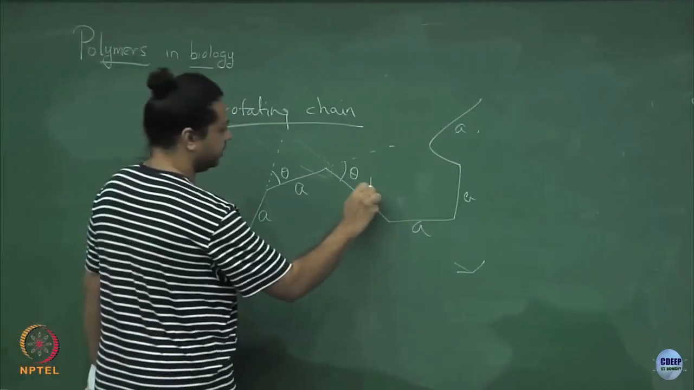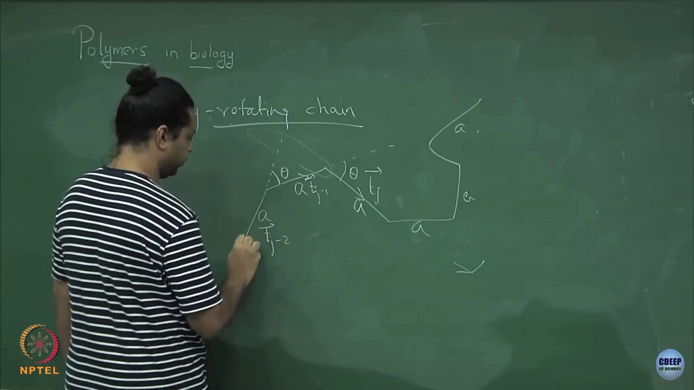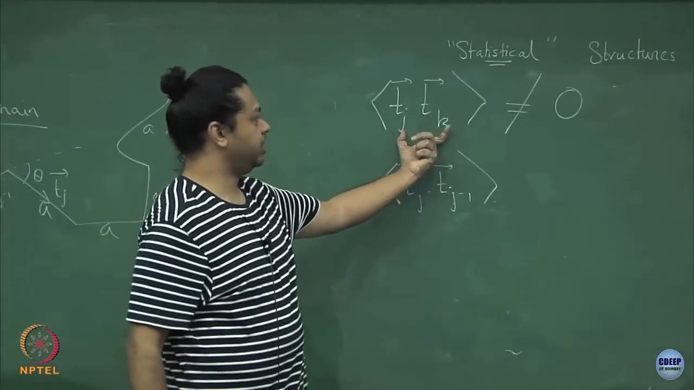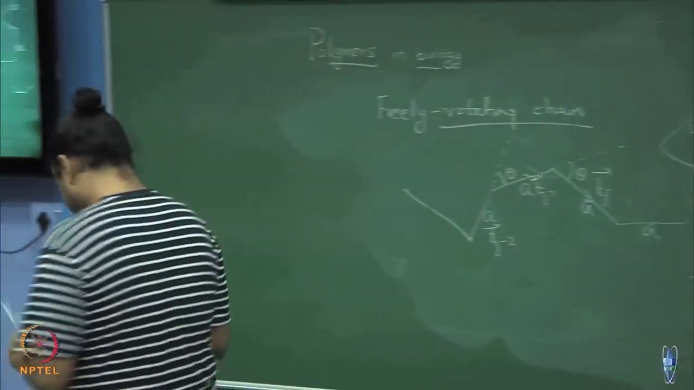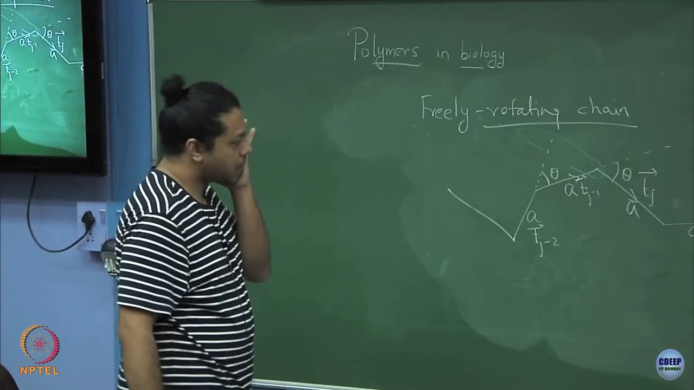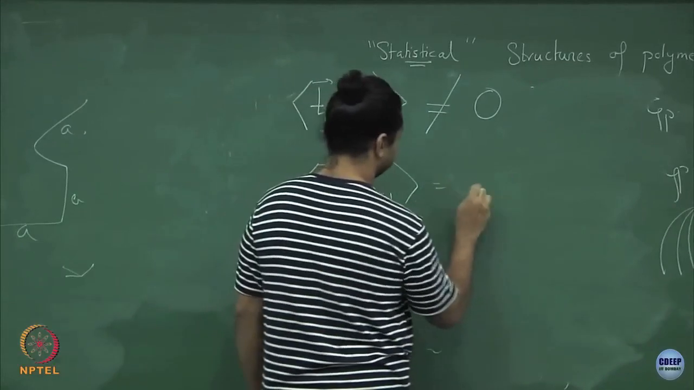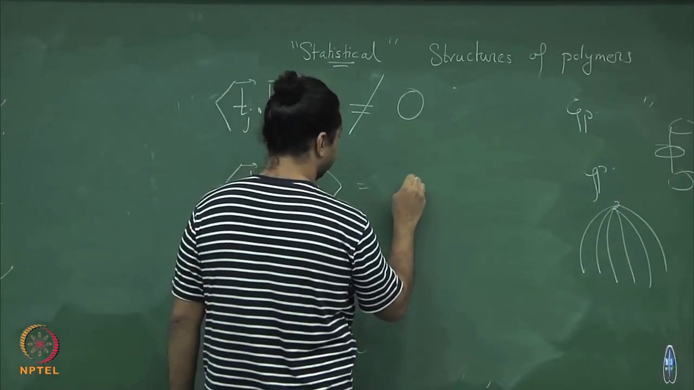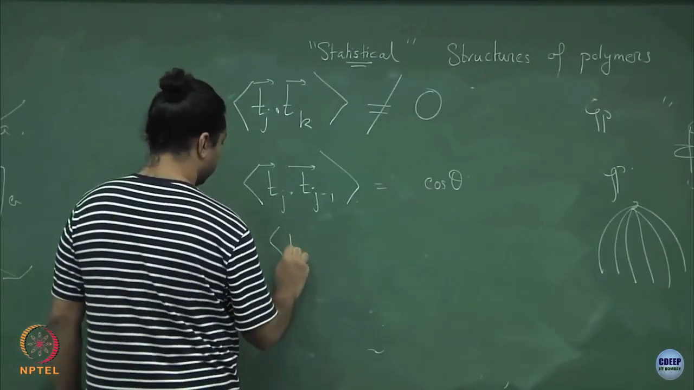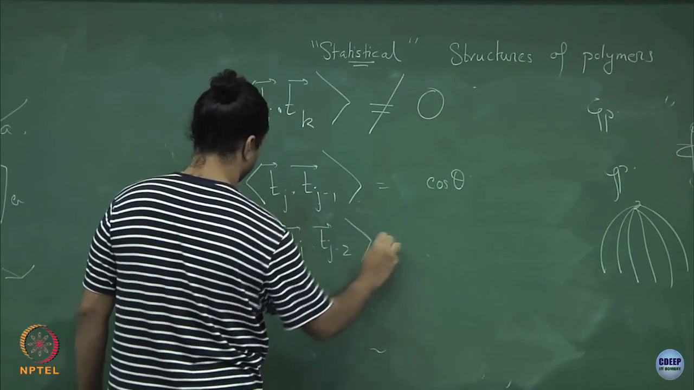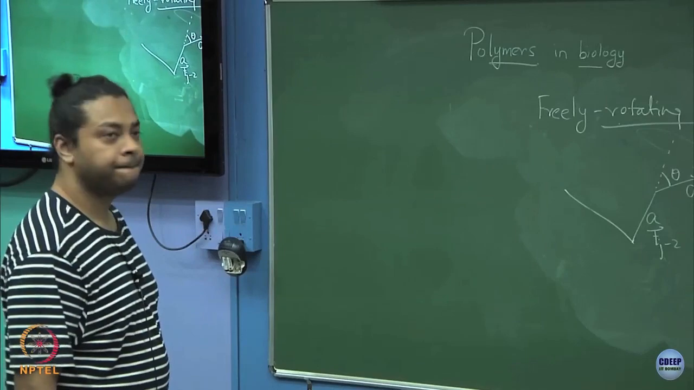Let us say this is my Tj, this vector. This vector is Tj minus 1, this vector is Tj minus 2, and so on. I want to calculate any general correlation Tj dot Tk, but let me just start with Tj dot Tj minus 1. What will that be? Given that these angles are restricted to be theta, it is cos theta. Oh no, these are tangents, so there is no L squared. If this were Rj dot Rj minus 1, I would have an L squared. So this would just be cos theta. What would be Tj dot Tj minus 2? Cos squared theta.